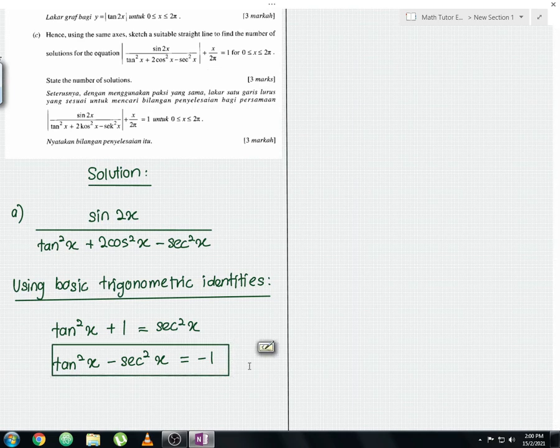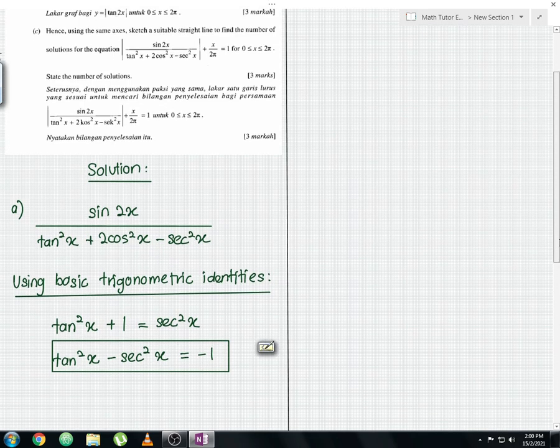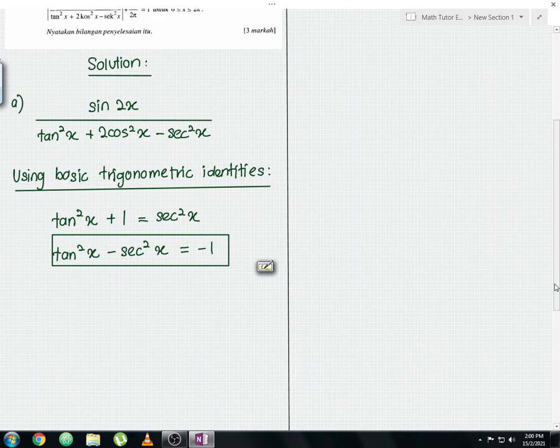We're going to substitute this tangent square x minus secant square x equals negative 1 into the denominator here. Why are we doing that? To simplify the tangent square x and negative secant square x. Okay, let me continue my working here. From here, you should be left with sine 2x over 2 cos square x minus 1. Let me underline the fraction here.